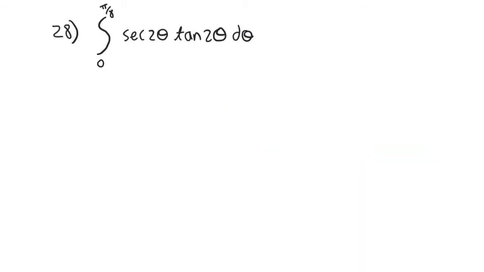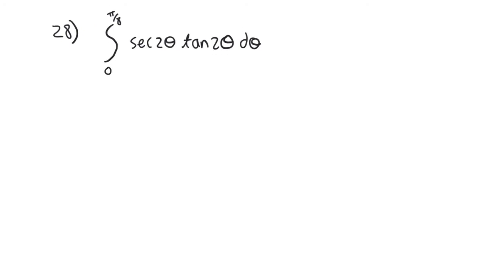Okay, for problem number 28, as far as I could tell, this is probably a good candidate for U substitution. Something like that. I think so. So let's take a look. U could equal 2 theta. Therefore, du is going to be 2 d theta.